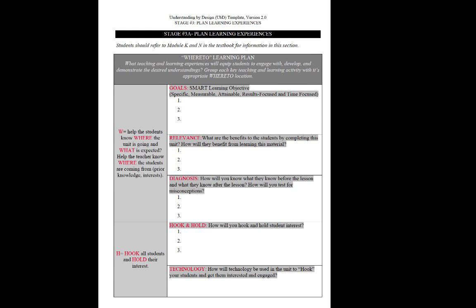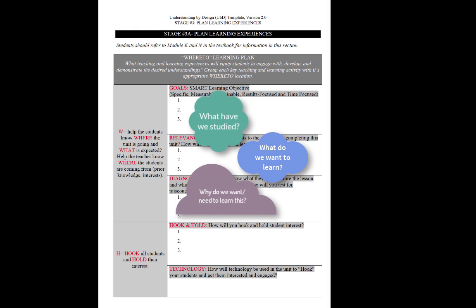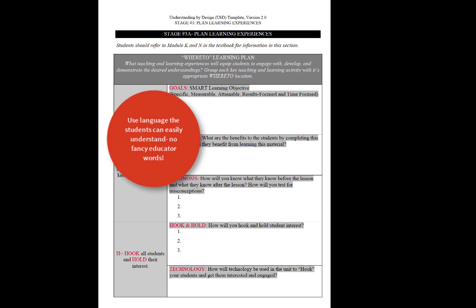In the WHERETO learning plan, there are several acronyms. The first is W. W stands for what, where, and why. The W section is where we list everything we need to remind ourselves and the students of where we have been, where we're headed, and why we're headed there. Remember that all of this information should be given in words your students understand because it is primarily for them.